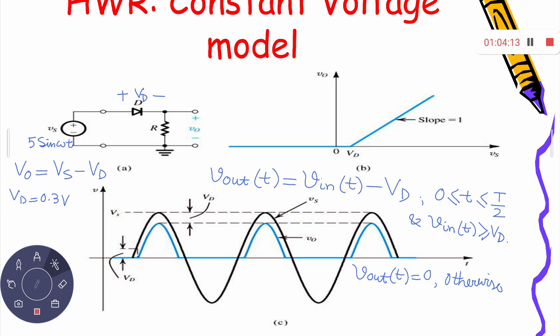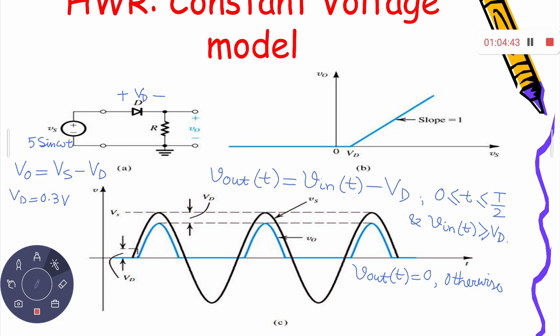Okay. So, slope unity. And if V in is less than Vd, less than Vt, then obviously your V out is equal to 0. So that will be the variation of V out with respect to Vin. This is called the transfer characteristics, input versus output. Clear?